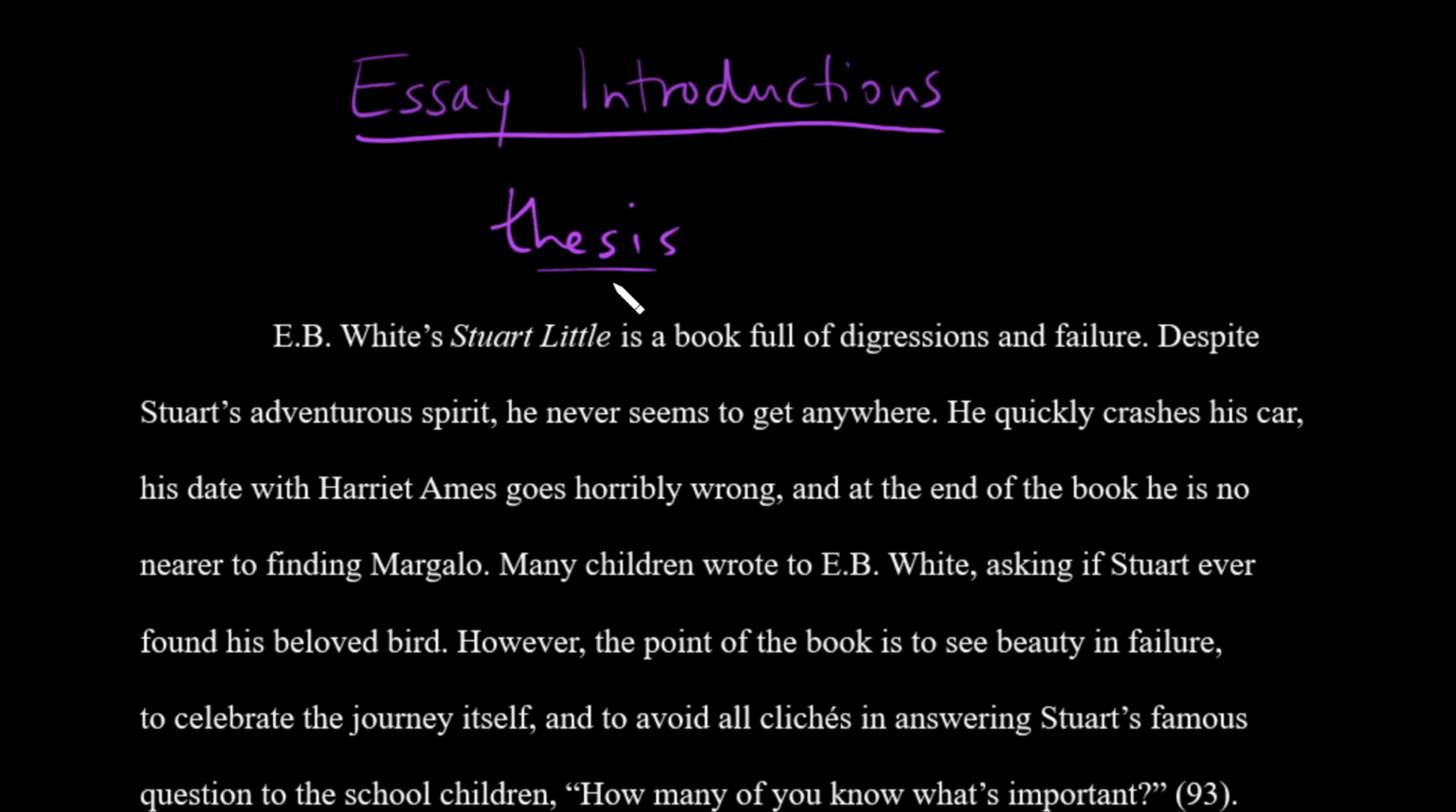So start with a specific point or argument, and then get broader and broader until you really know what the thesis is, what the argument is that connects all of your subpoints. So that's the first thing to observe here.